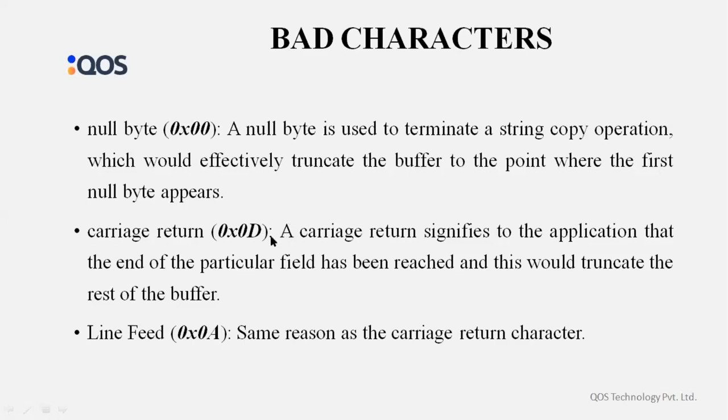The carriage return, which is 0D, signifies to the application the end of a particular field. So if we send an HTTP GET request, and the GET request consists of 0D in hexadecimal, it would terminate the GET request at that point. Anything further after the 0D wouldn't be considered. So we basically can't send this because the shellcode might be truncated, the return address might be tampered with, or our buffer itself might get mangled due to the presence of a carriage return.